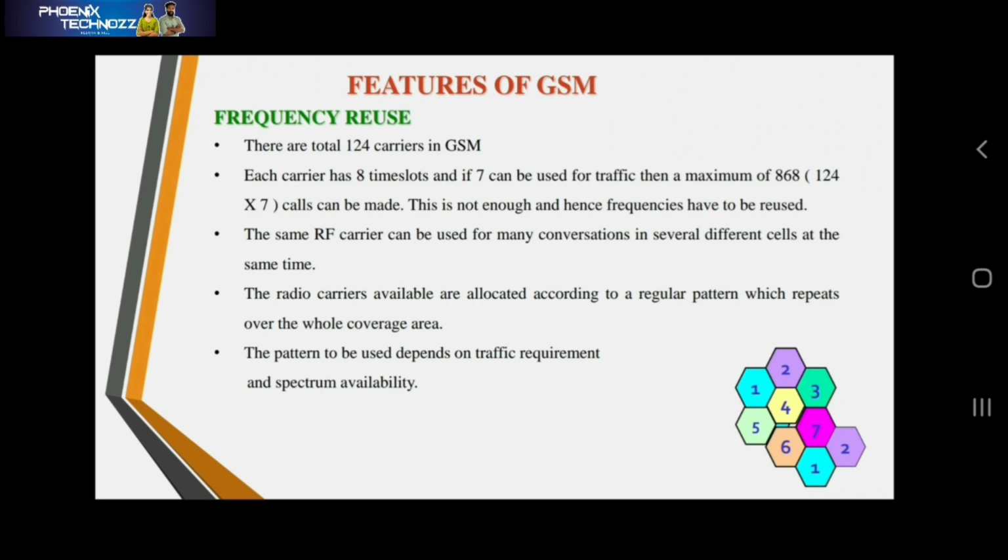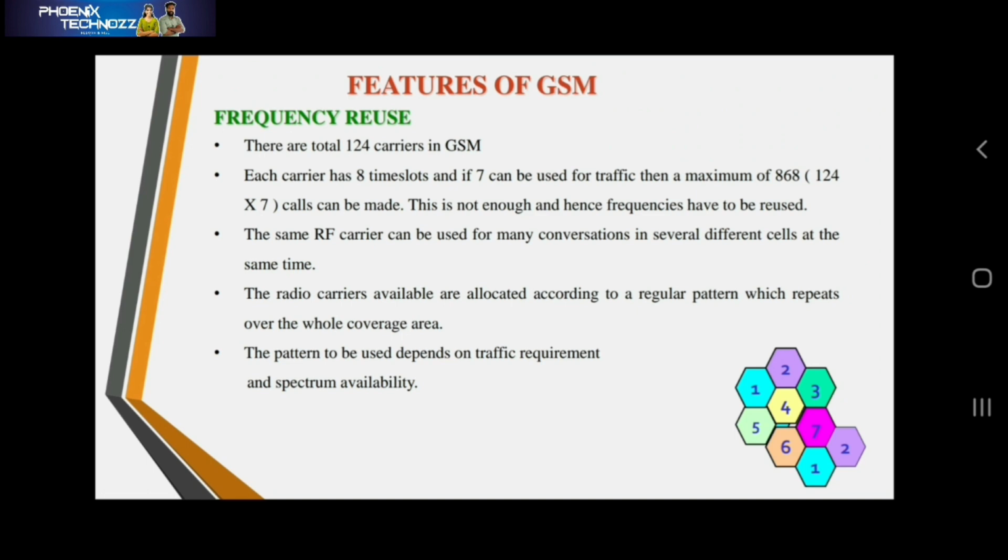So the same frequencies have to be reused in different coverage areas, and this concept is known as frequency reuse. In cellular technology, each cellular base station is allocated a group of radio channels or frequency subbands which is used within a small geographical area, and it is known as a cell. The shape of a cell is hexagonal.